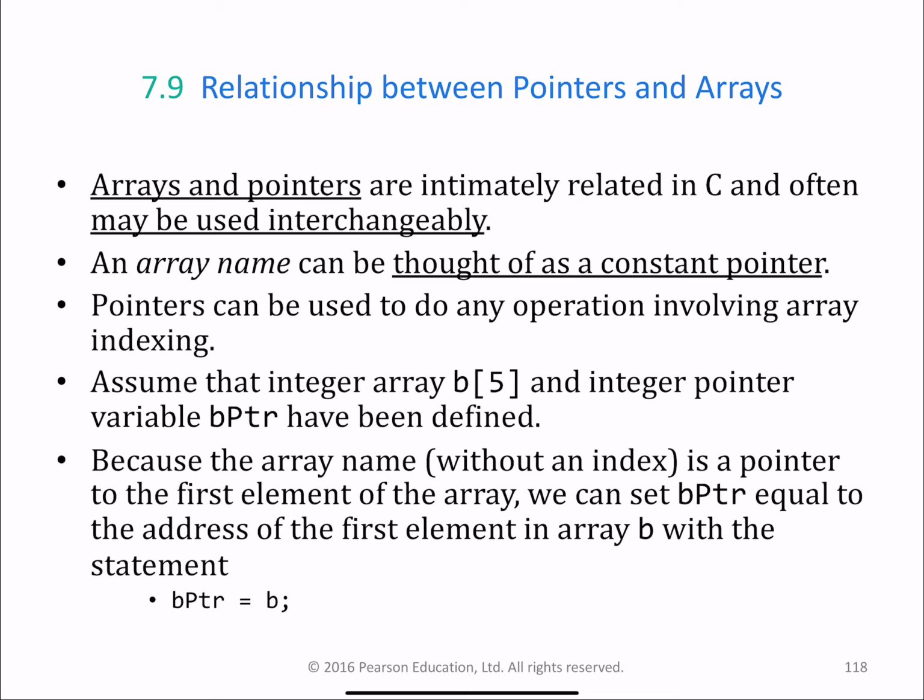We can use pointers in a similar way as array names. So let's look at an example. Let's say we define an array called B containing 5 elements, and let's make that an integer array, and let's also define an integer pointer, and let's call it B pointer because it's a pointer pointing at array B. So B pointer will be initialized to the address of array B, and that can be accomplished as simple as this.